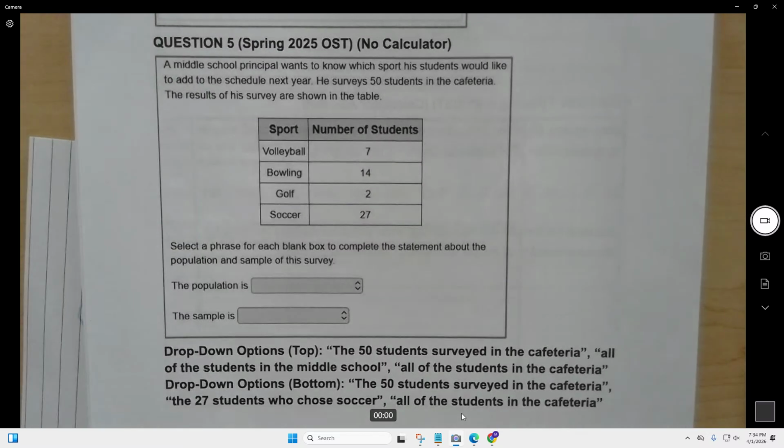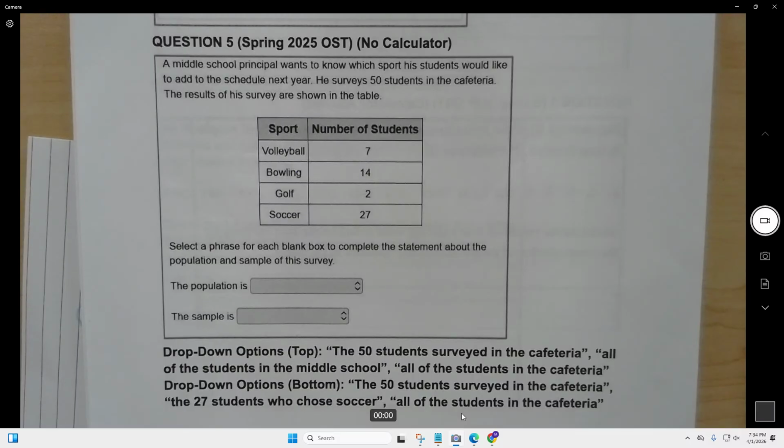A middle school principal wants to know which sport his students would like to add to the schedule next year. He surveys 50 students in the cafeteria. The results of the survey are shown in the table. Select a phrase for each blank box to complete the statement about the population and sample of this survey.